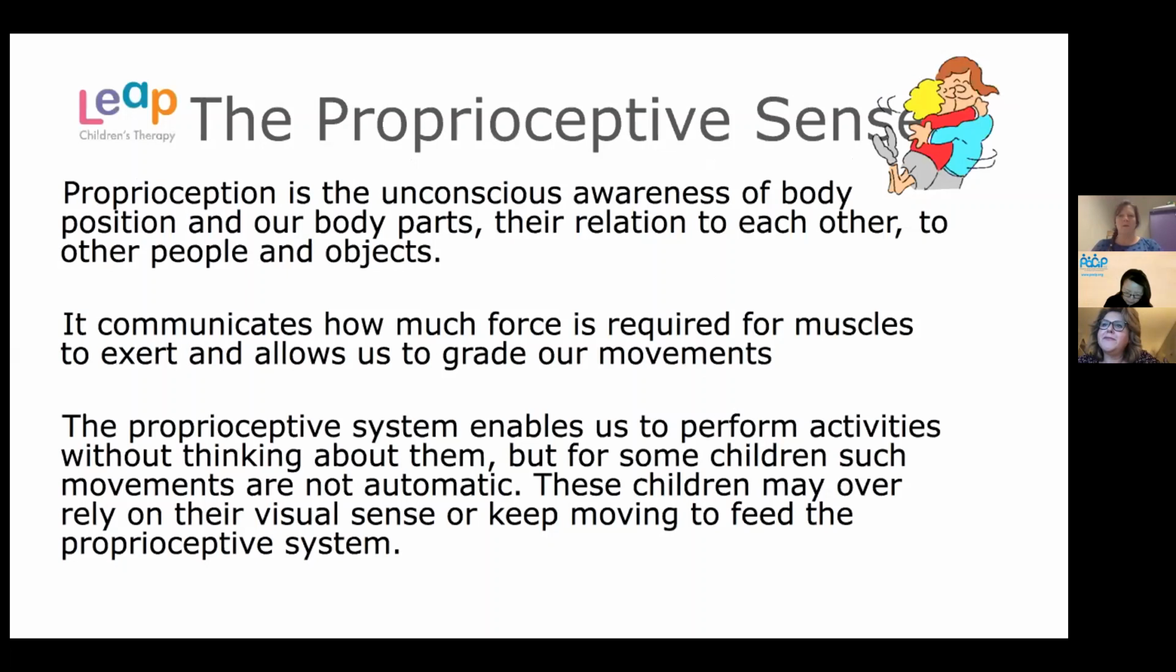Okay, so your proprioceptive sense is your unconscious awareness of your body position. It's the sense that tells you where you are in space, and how close you are to people. So things like people with sensory processing difficulties and autism not having a very good understanding of their own personal space is often linked with this sense, because it's really hard to have an awareness of how close you are to somebody else if you haven't got an idea of where your body is.